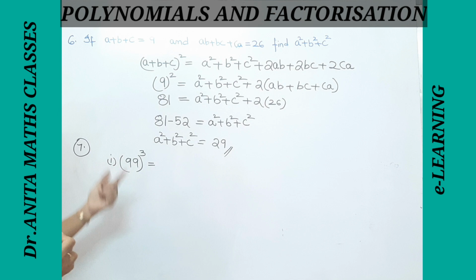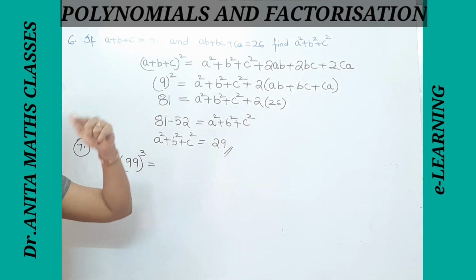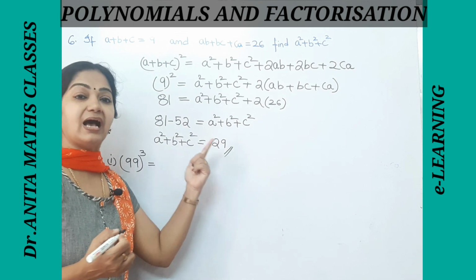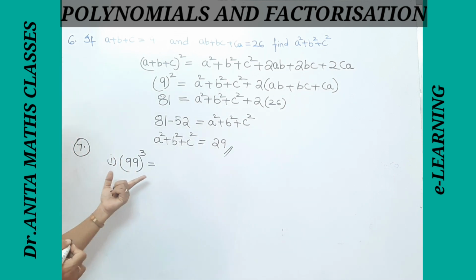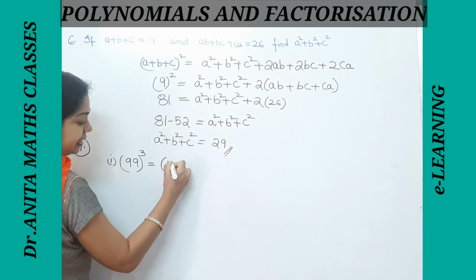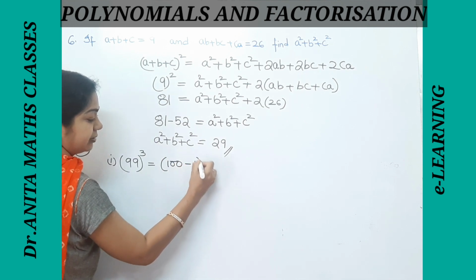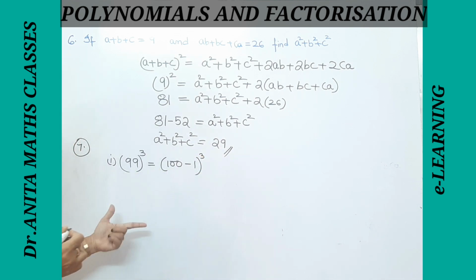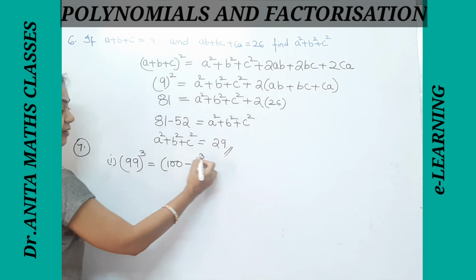We know 99 whole cube, we can do it as 99 multiplied by 99 multiplied by 99. Likewise, you can find. But here, asked in the question, we have to use a suitable identity. So in a similar way, how do we use the identity? I can write this as 100 minus 1, whole cube, which is 99 whole cube. Similar problems we have done in the second bit, but where we have the squares.